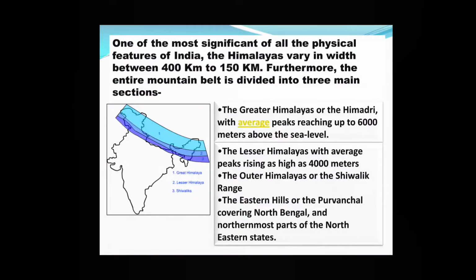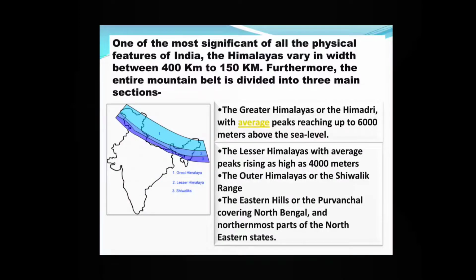One of the most significant of all the physical features of India, the Himalayas vary in width between 400 km to 150 km. Furthermore, the entire mountain belt is divided into 3 main sections. First, we can see in the map is Great Himalaya, then we have Lesser Himalaya, and the foothills are known as Shivalik.